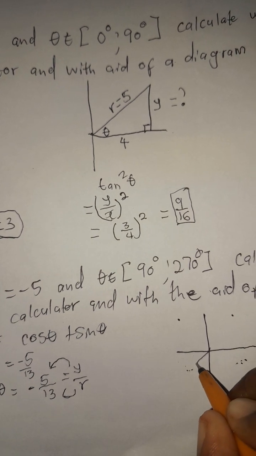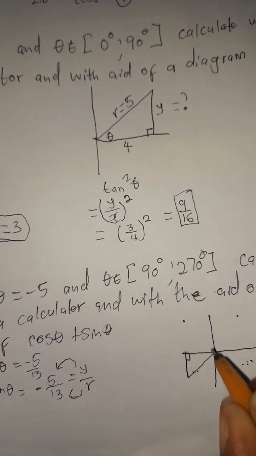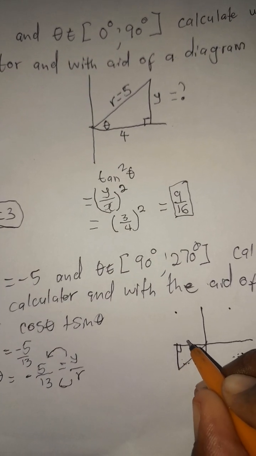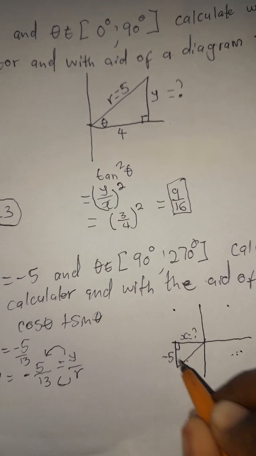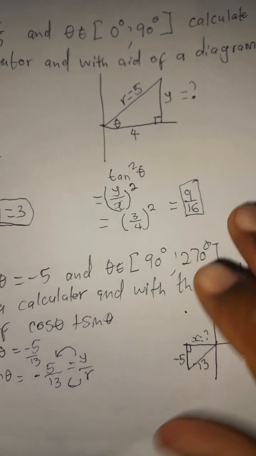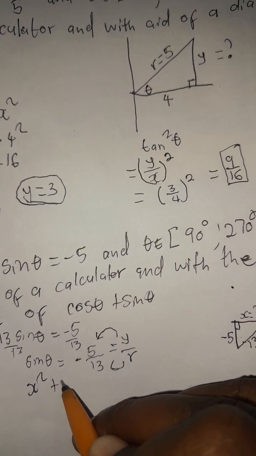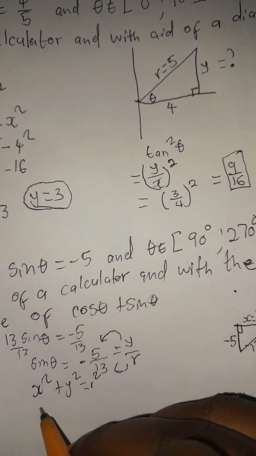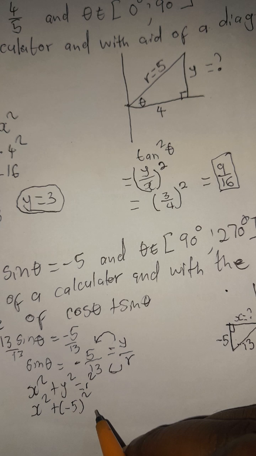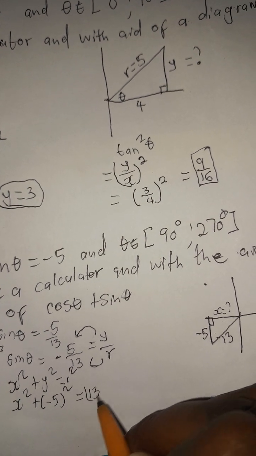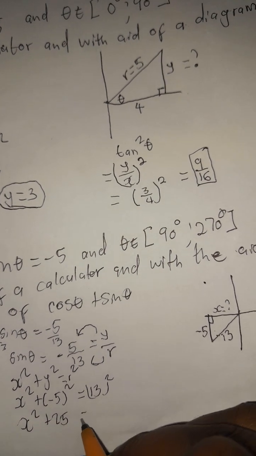So let me just draw. Don't forget to put your 90 degrees. What is missing here is your x value, but you have your y value as -5 and your r as 13. So you need to find the x value using the theorem of Pythagoras. It's going to be x squared plus y squared equals r squared. You don't know x squared, but you have y as -5 squared and r as 13 squared. So you have x squared plus 25, and you have 169.